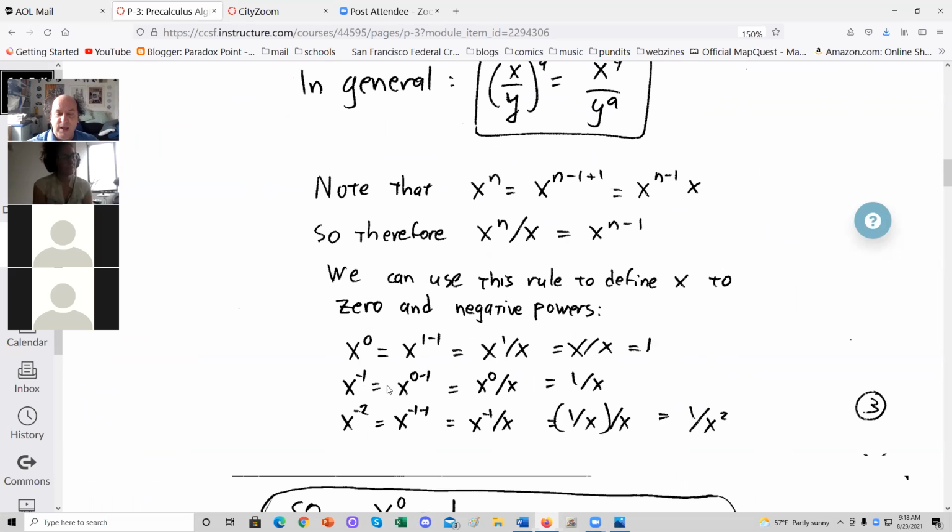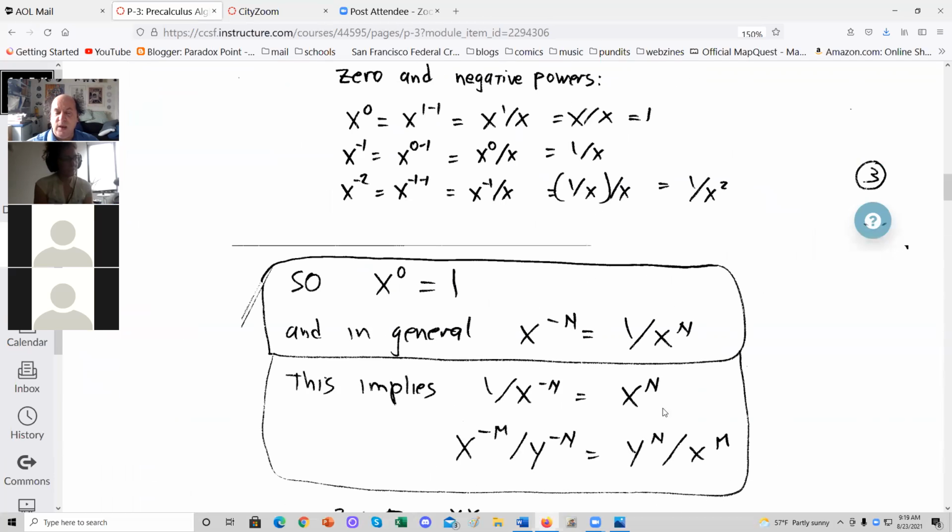x to the negative 1, that's x to the 0 minus 1. x to the 0 over x, that's 1 over x. So negative 1 power is a reciprocal. Negative 2 power, x to the negative 1 minus 1 is x to the negative 1 over x, which works out to 1 over x to the second. So x to the negative n is 1 over x to the nth. So a negative power is a reciprocal. A 0 power is always 1.